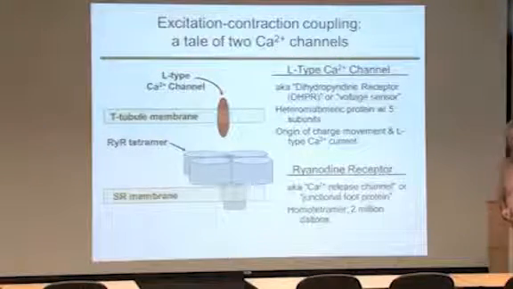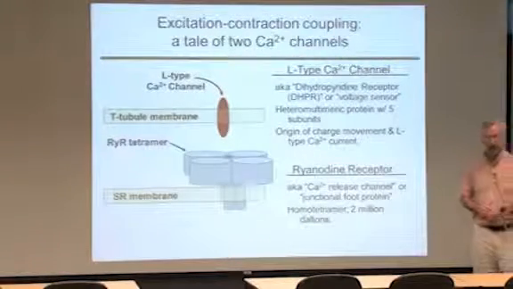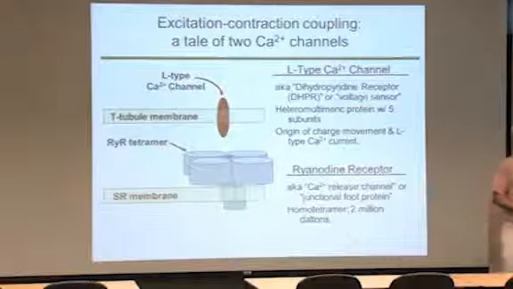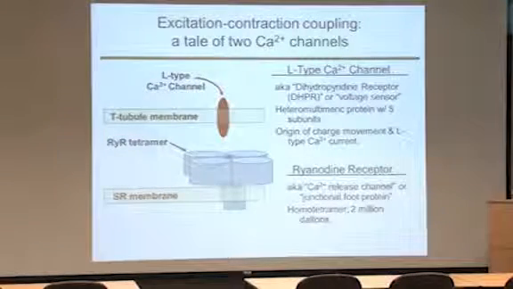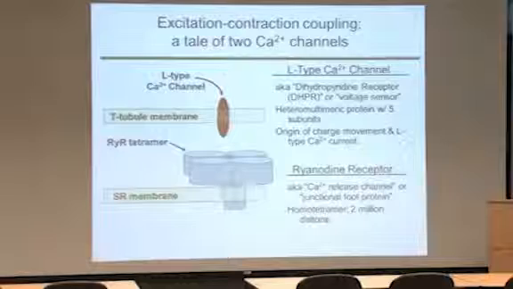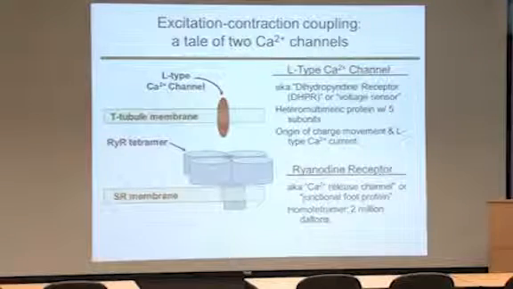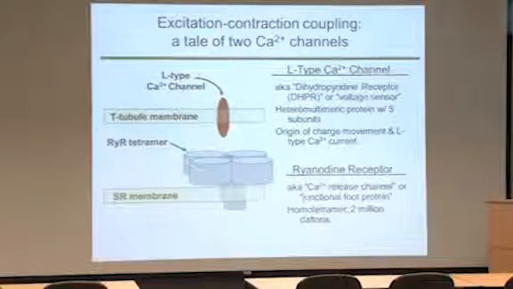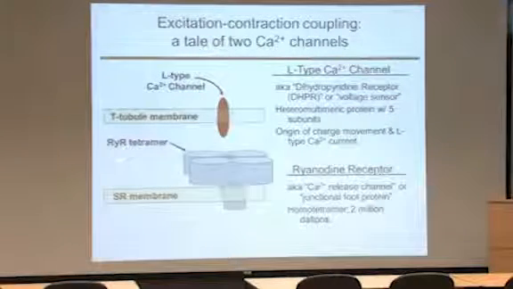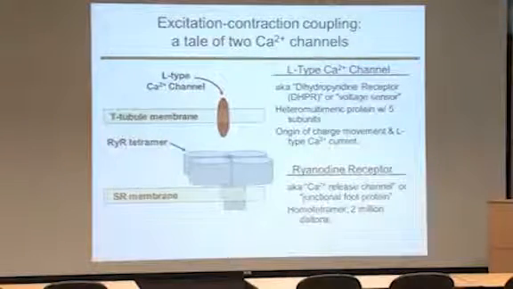So excitation contraction coupling, regardless of whether it's cardiac or skeletal muscle, and I'm not going to talk about smooth muscle, that's kind of a special case, it's really the story of two calcium channels. The L-type calcium channel that's in the transverse tubule membrane and the ryanodine receptor, which is in the sarcoplasmic reticulum.